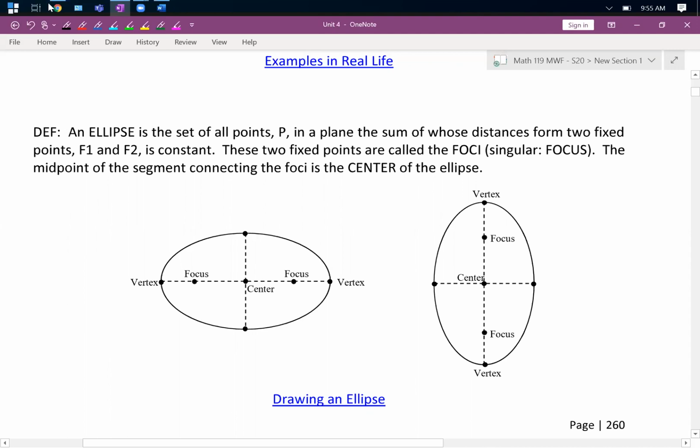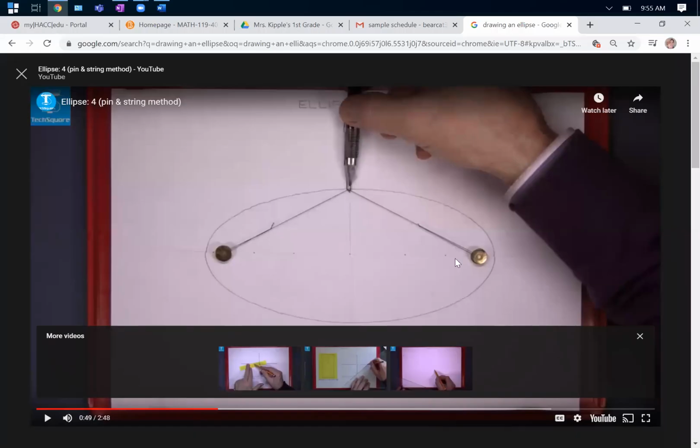So looking back at this video, this distance has to remain constant. So it's a set of all points that are a fixed distance away from two fixed points. And those two fixed points are our foci. Does that clarify it at all for you? Yeah, thank you. That makes a lot more sense.